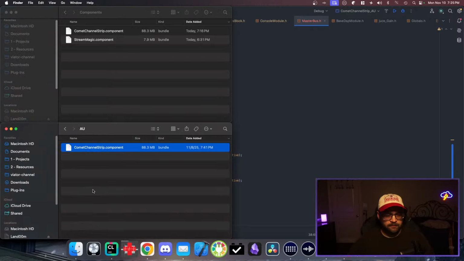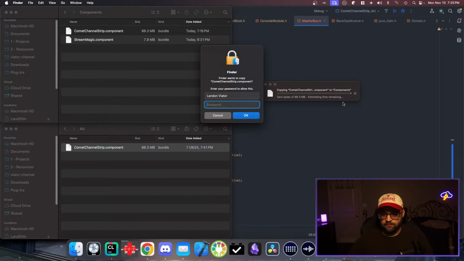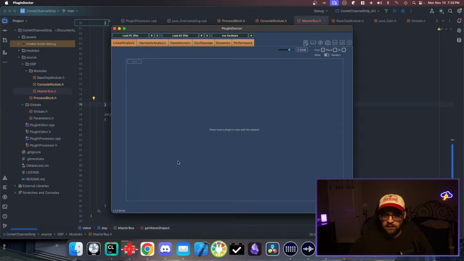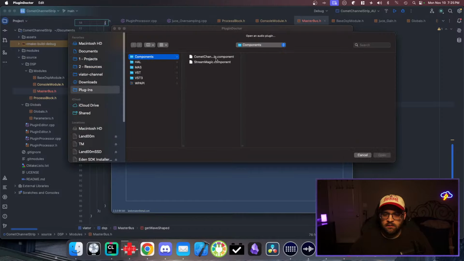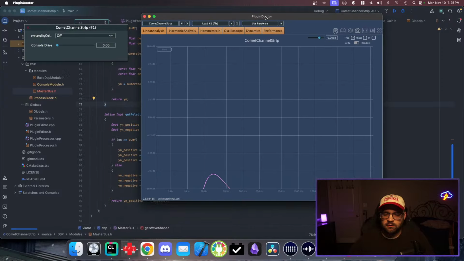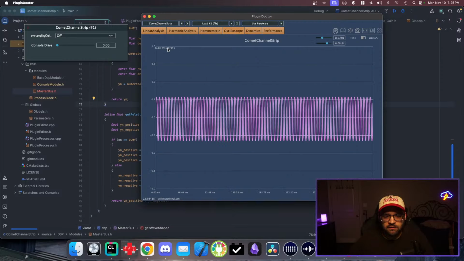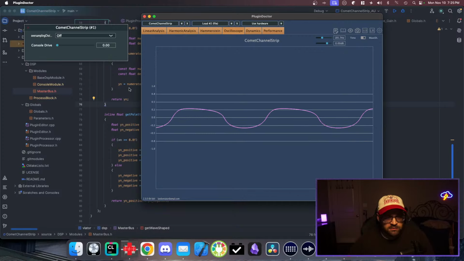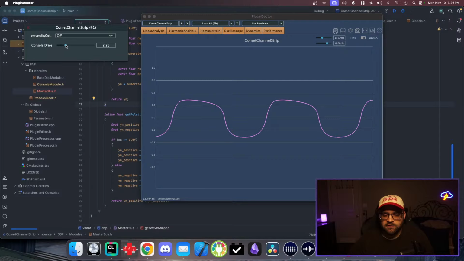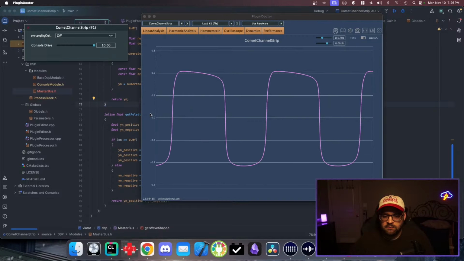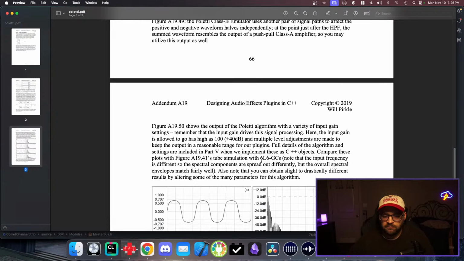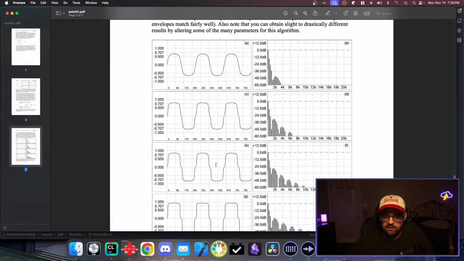Okay, it's done. Plugin Doctor. Let's see here. Oh, that doesn't look great. Well, actually, that might be okay. Let's see. Huh, okay. It's doing something. There's no DC offset, which is good. Okay, let's see. Yeah, it's not quite right. Because it should look like this.